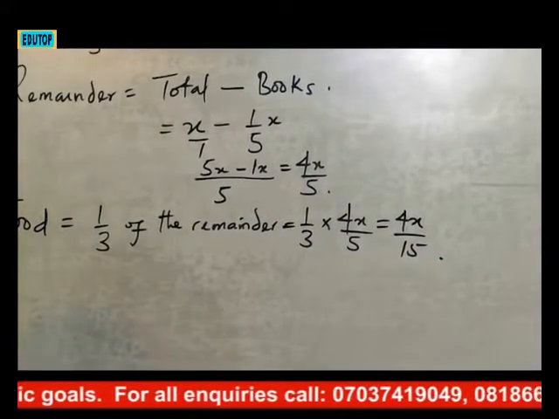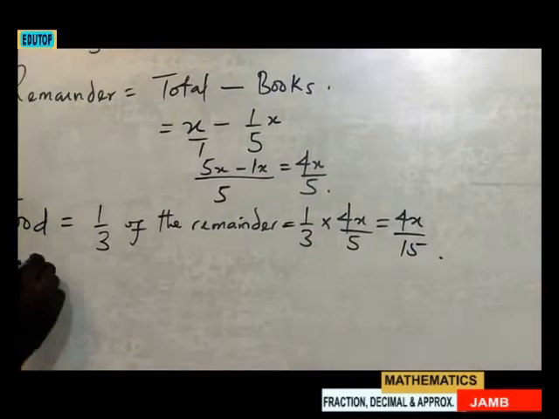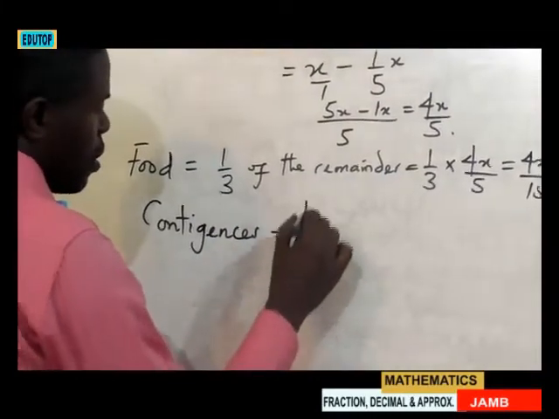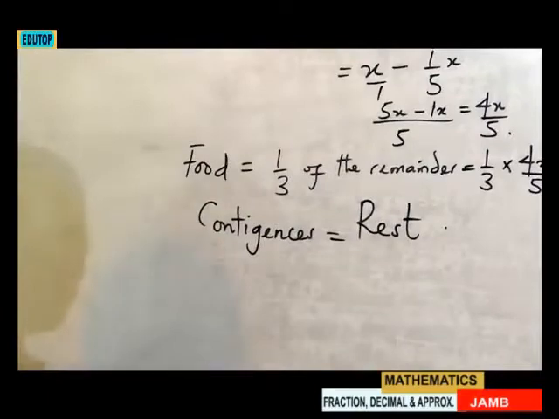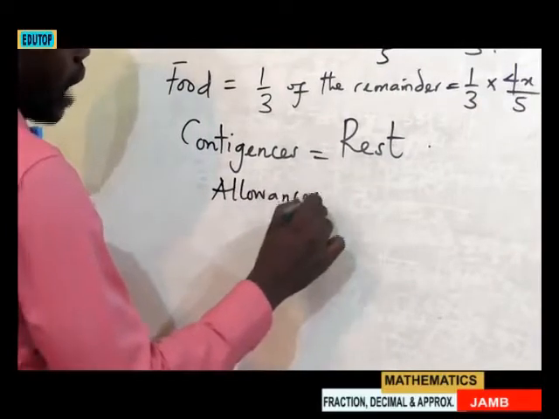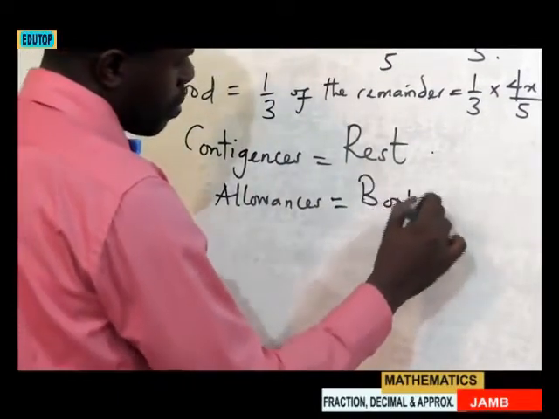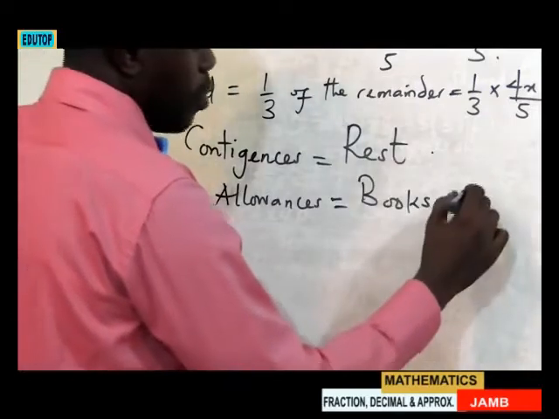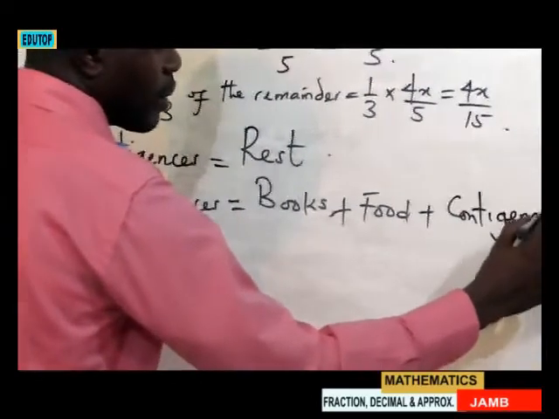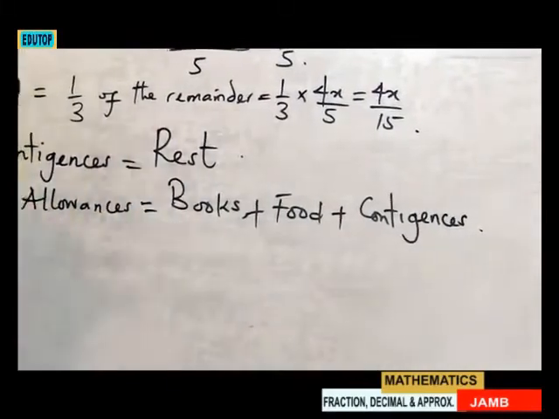Now, the question said, and kept the rest for contingencies. What fraction was kept? The rest stands for contingencies. Now, the allowances, which is X, are distributed over books plus food plus contingencies. So the allowances is shared between these three projects.